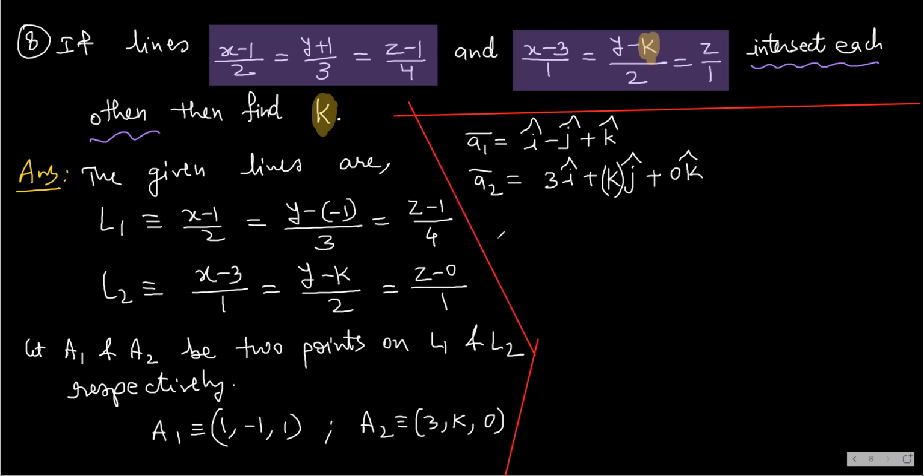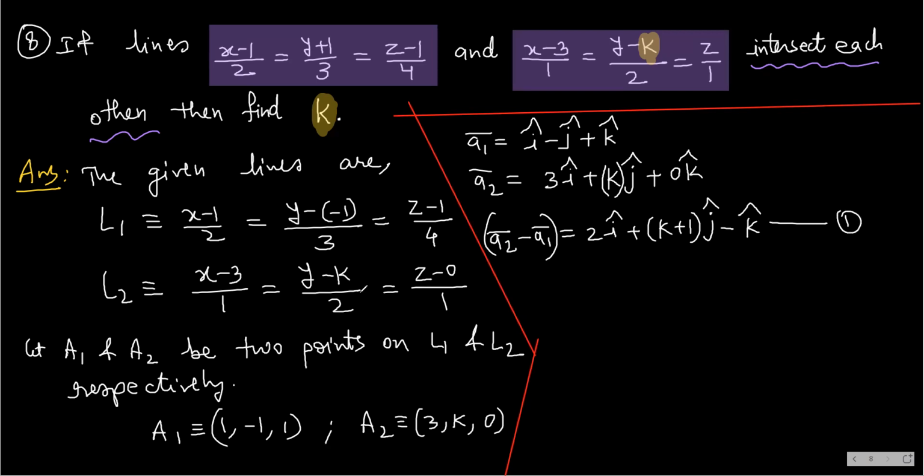I'll go for A2 bar minus A1 bar. So A2 bar minus A1 bar, you will get 3 minus 1, that is 2i cap, then k j cap plus j cap. When you take j cap common, it is k plus 1 times j cap, and 0 k cap minus 1 k cap, that is minus 1 times k cap. This is A2 bar minus A1 bar. This is important.